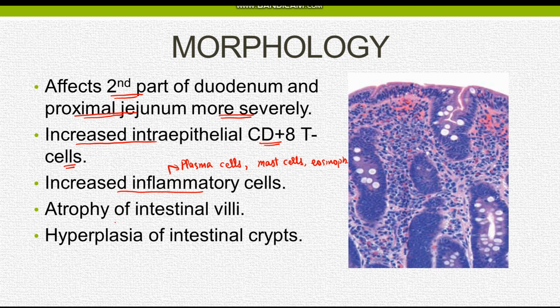These inflammatory cells include plasma cells, mast cells, and eosinophils. The characteristic finding in celiac disease is atrophy of the intestinal villi. Villi are actually the finger-like projections present in the intestine. The atrophy of the villi makes the surface of small intestine smooth. As you can see in this picture, there is complete loss of villi, making the surface smooth. Moreover, there is hyperplasia of the intestinal crypts. These are the hyperplastic intestinal crypts.